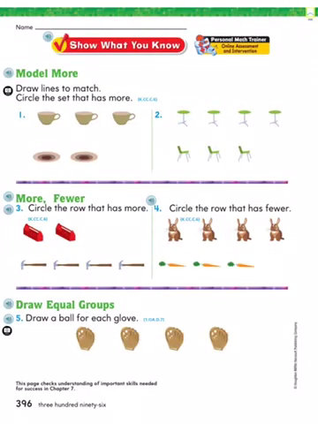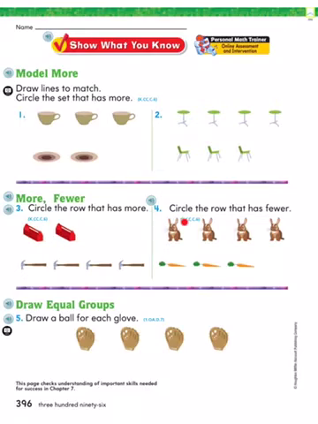On page 396, it says, draw lines to match. Circle the set that has more. So you're going to draw some lines between the items and then circle the set that has more. You'll do the same over here. Now, down here it says more, fewer. Circle the row that has more. So with the toolboxes and the hammers, you just have to circle whichever row has more.